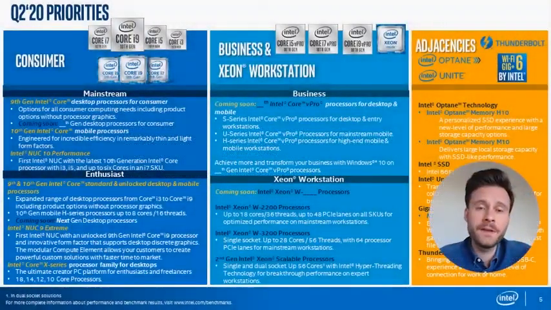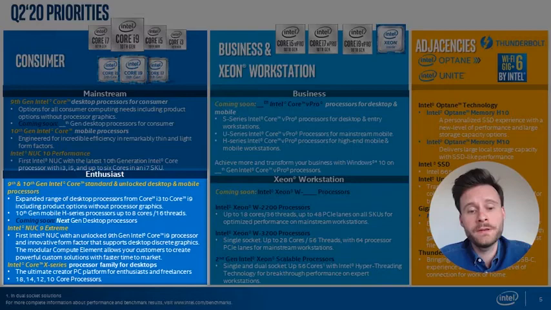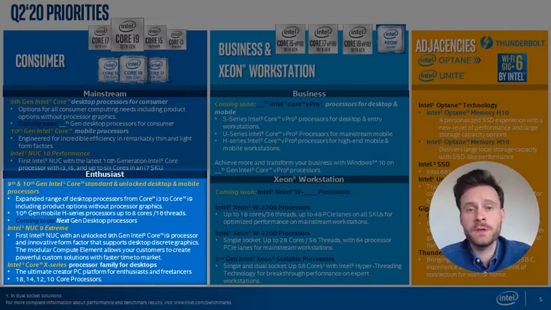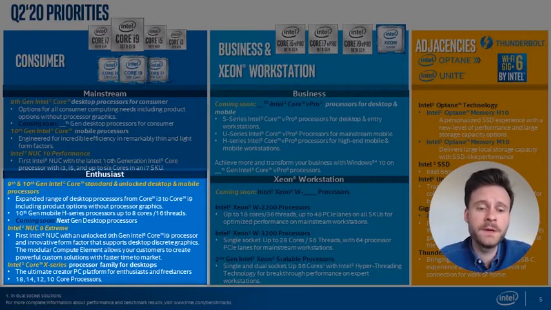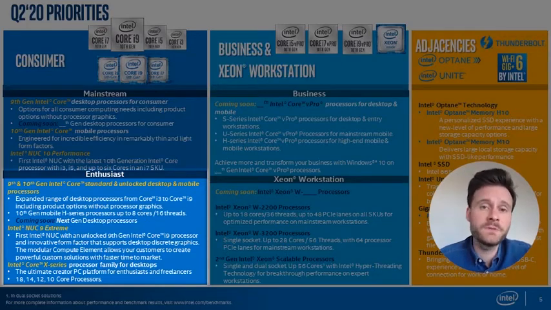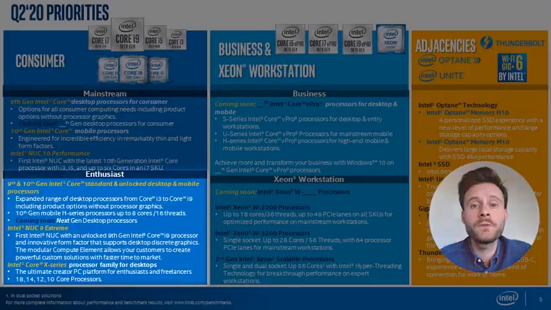Here we have 9th and 10th Gen Intel Core standard and unlocked desktop and mobile processors. This is an expanded range of desktop processors with i3, i5, i7 and i9, including also options without integrated graphics. We also have 10th Gen mobile H series processors with up to 8 cores and 16 threads. And this is where I would like you to see the video of how amazing performance we can provide in mobile form factor.